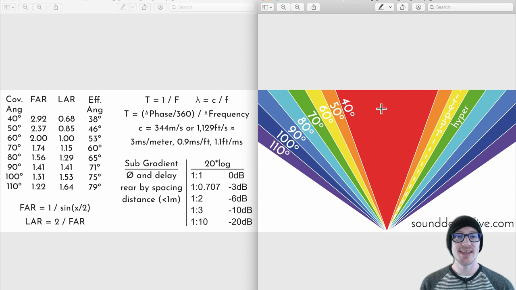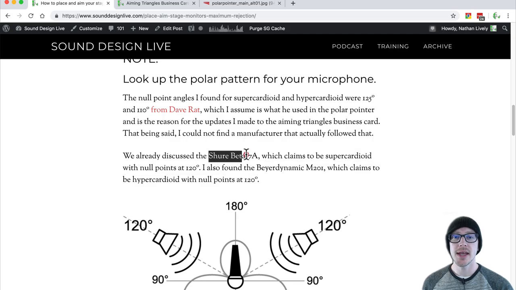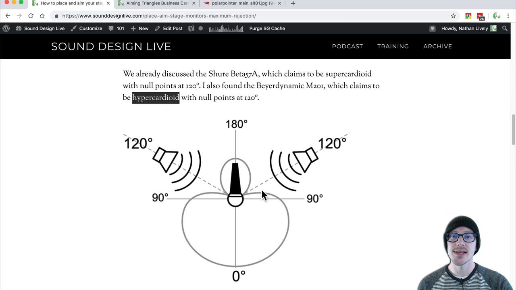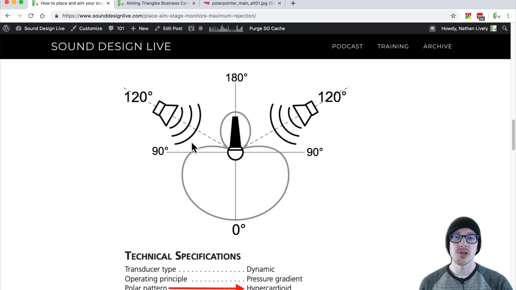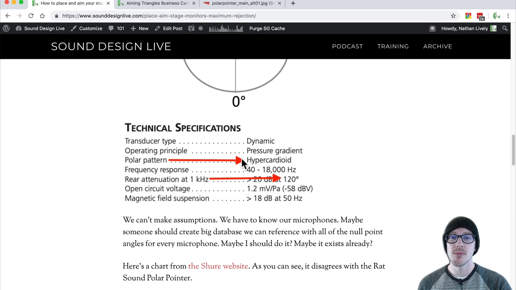A couple of things to keep in mind with this. It's not perfect. You can't just look at any microphone and say, oh, this is a supercardioid microphone, so I'm just going to use Nathan's Aiming Triangles business card. I looked at several different microphones and it seems like there is no industry standard for exactly what that means. Over here we've got the Shure Beta 57A, which calls itself a supercardioid and says my null points are at 120 degrees. We've also got the Behr Dynamic M201, which calls itself a hypercardioid, but has its null points at the exact same place. So here's an image from the Shure spec sheet, and here's an image from the Behr Dynamic spec sheet.